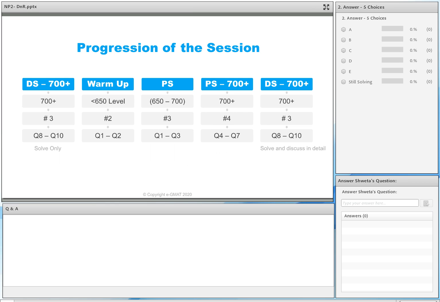Now, here is the progression of the session. Everybody make sure you pay close attention to this because this is very important. In the beginning of the session, I'm going to show you three questions, data sufficiency questions, 700 plus levels, so hard questions. And they're numbered 8, 9, and 10. Why? Because they're actually supposed to be here at the end of the session. Let me tell you why we're bringing them here up front.